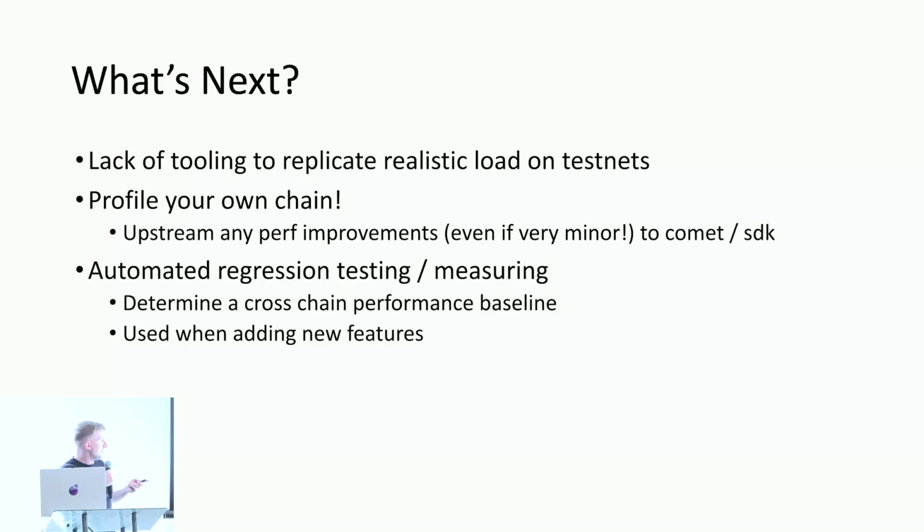Last point here is automated regression testing. We don't have a baseline across all chains, so we don't really know when we're introducing a feature. Maybe Skip introduces a feature. They have no way of knowing: does this make the chain perform worse or better? So having that baseline is very important.